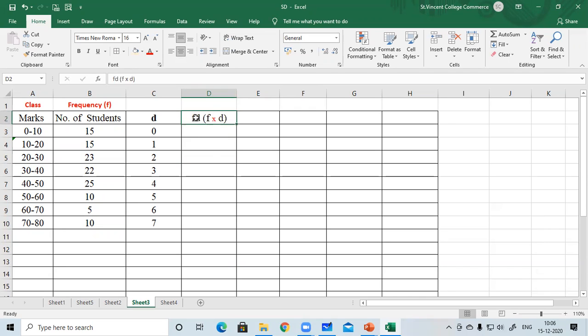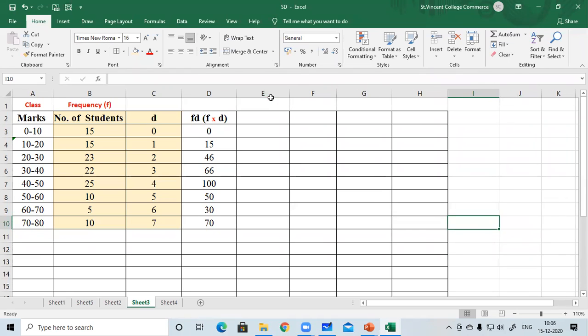F multiplied by D. So you have a frequency column, right? Yes, sir. 15 multiplied by 0 is 0. And again, follow that for all the others. So 23 into 2. You multiply the two columns which I'm highlighting just now, so you get F into D. This sum is very easy: multiply the previous two columns to get the next column.